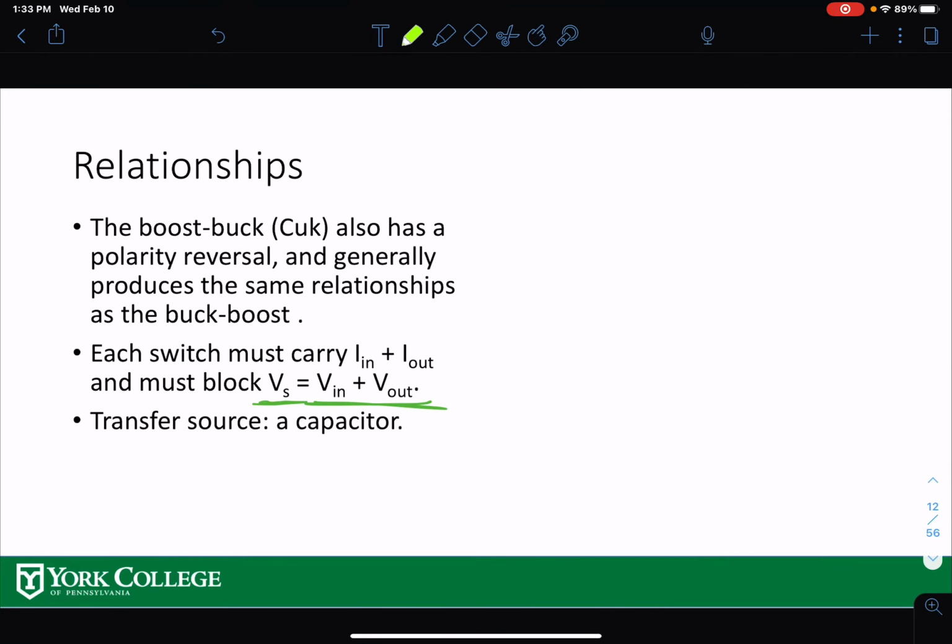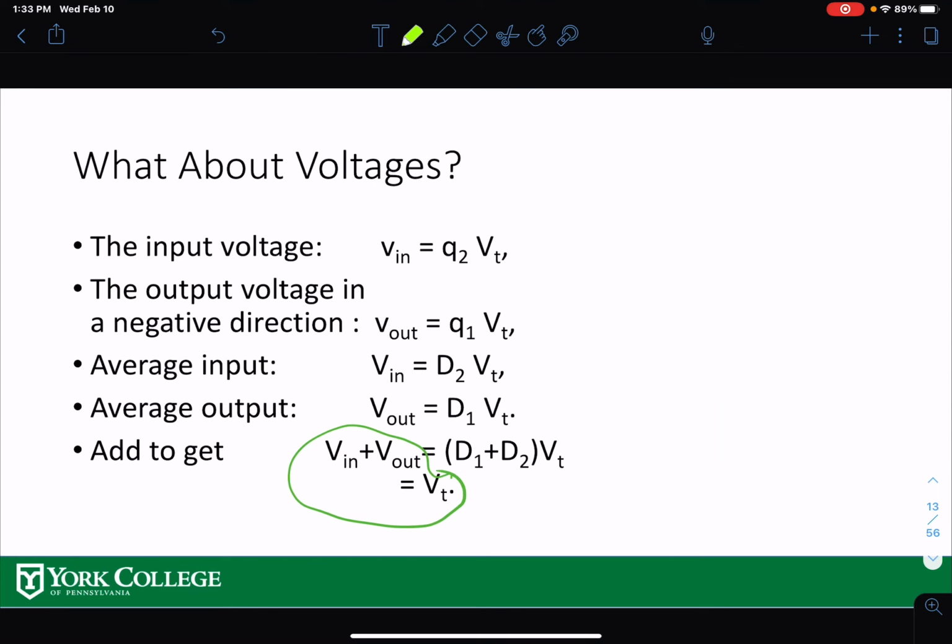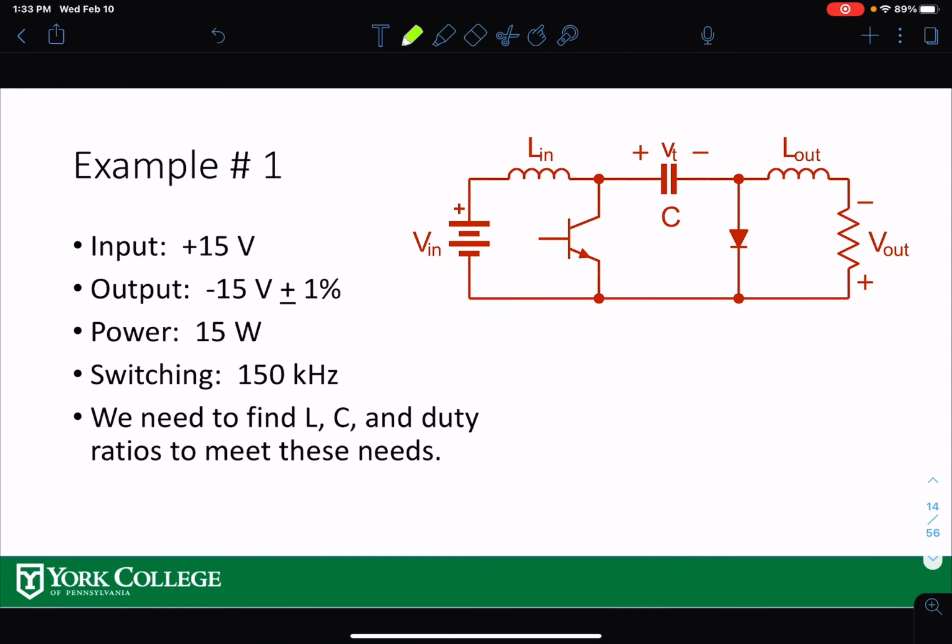So that's all. Again, your capacitors and switches must block both the voltage and both the current. And that's all here. So we're going to do this example in the class. Then in the next video, I'm going to get into the discontinuous conduction mode.